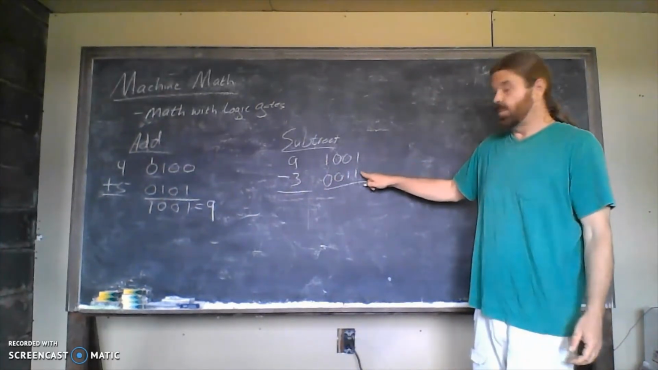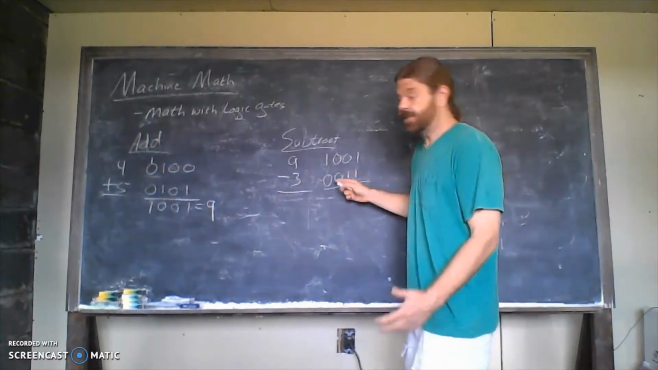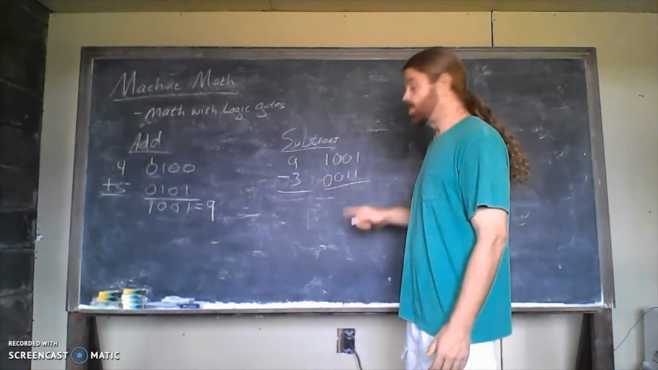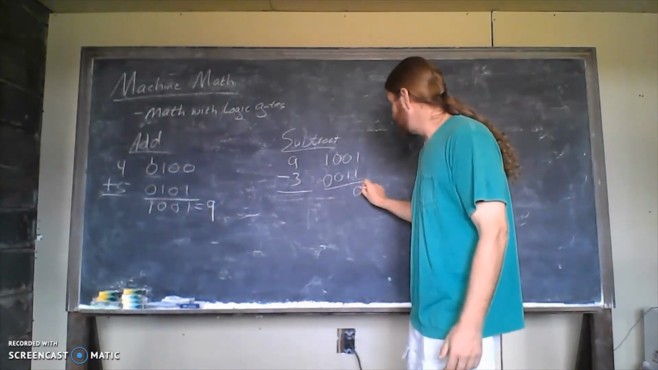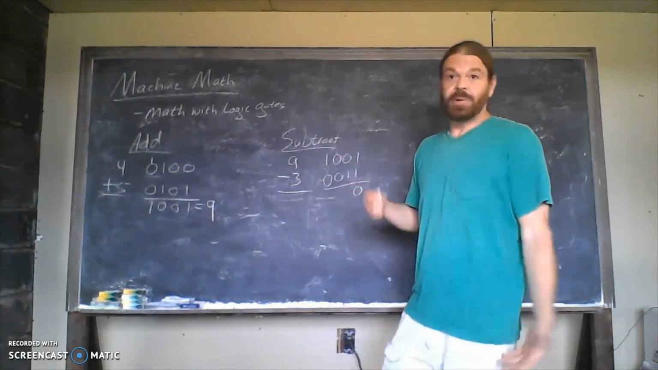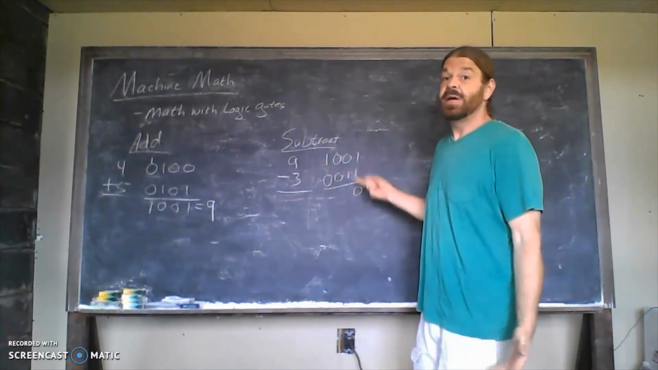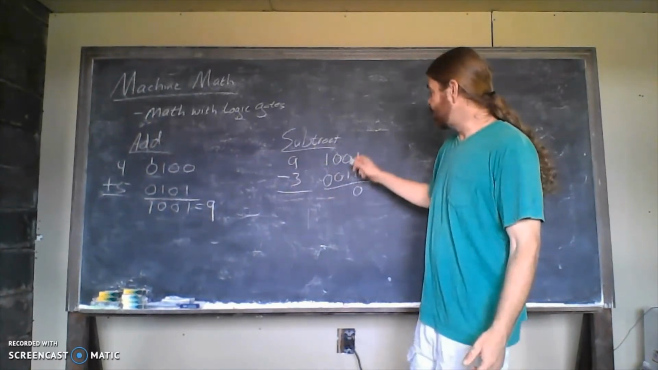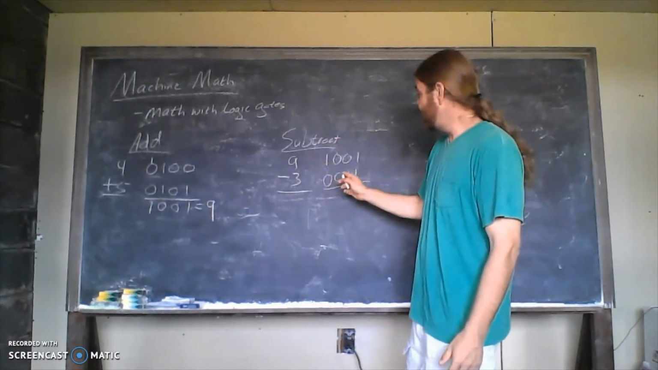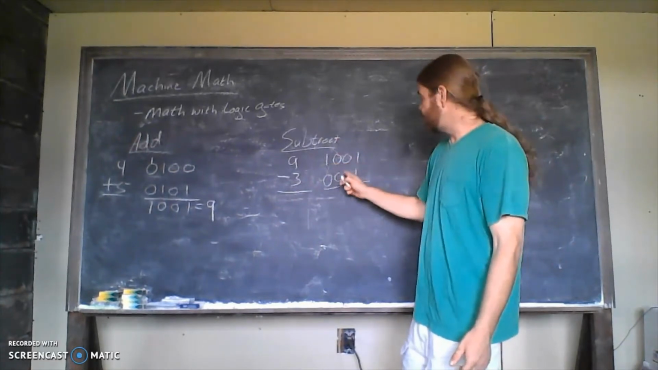So 1 minus 1, that's it. Using the integers first. So 1 minus 1 gives us 0. We know that. 0 minus 1, we can't really do that one. We have to borrow from another column, just like we did using base 10 math way back in elementary school. Right? Take it one column at a time. If we don't have enough, we have to borrow from the next one.